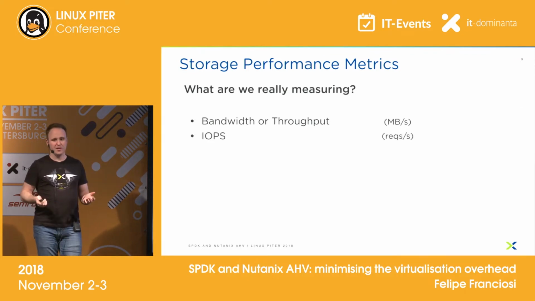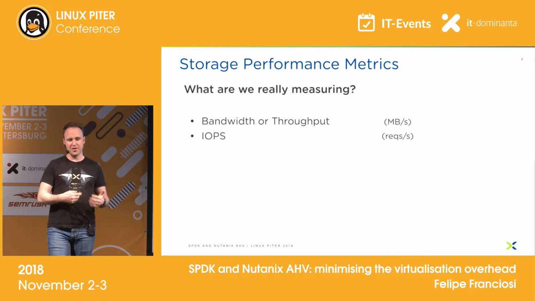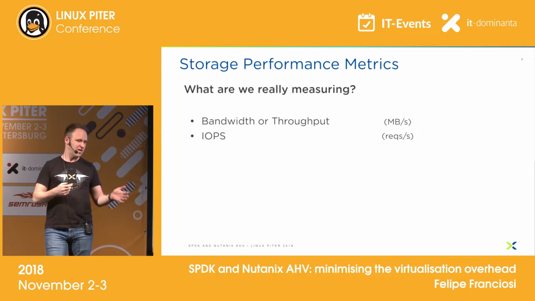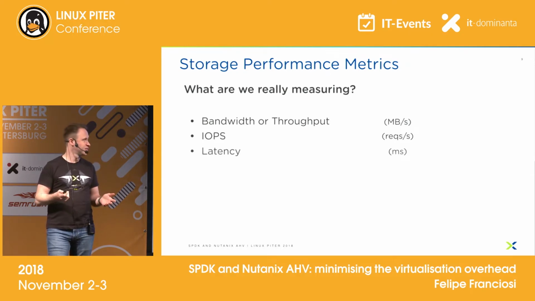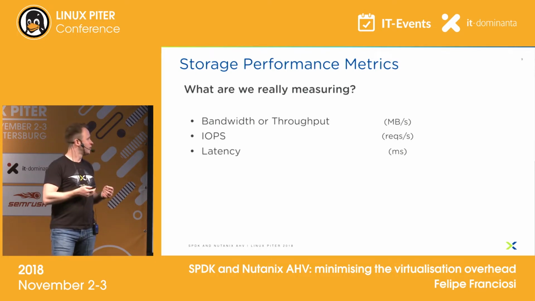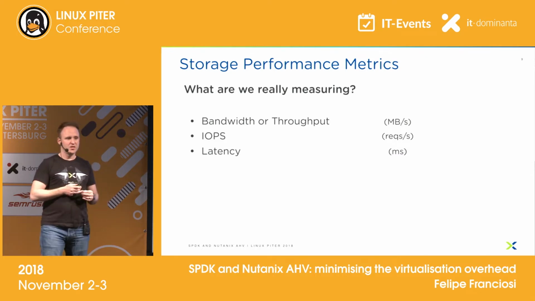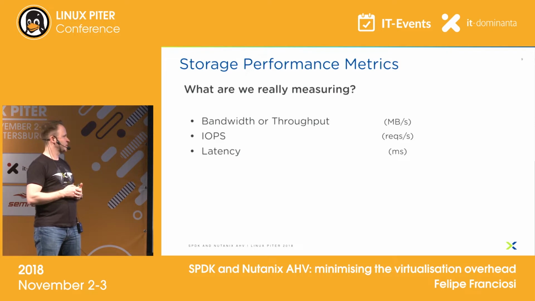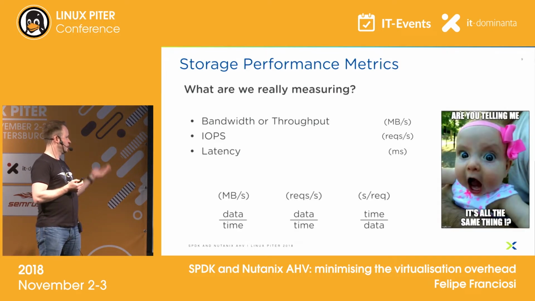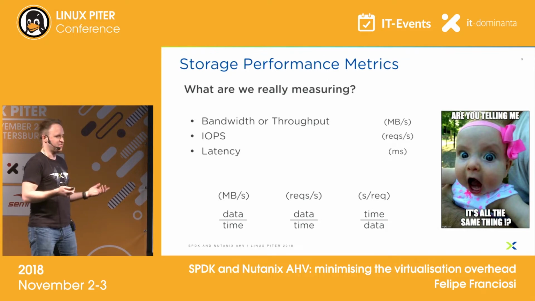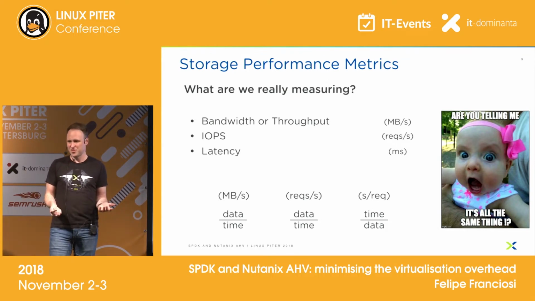And the other is IOPS. Unless you are in the storage business, you probably don't care so much about this, but it basically measures how many requests you can complete a second. And lastly, we have latency, which measures the amount of time that a request takes to complete. So take a moment to look at these 3 metrics and just think that throughput measures the amount of data over time, IOPS measure requests, which have some amount of data associated with them, over time, and latency measures the amount of time it takes to transfer some data.